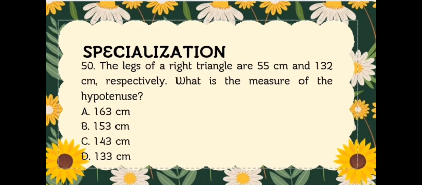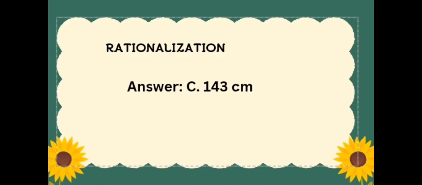Number 50. The legs of a right triangle are 55 centimeters and 132 centimeters respectively. What is the measure of the hypotenuse? A. 163 centimeters. B. 153 centimeters. C. 143 centimeters. D. 133 centimeters. The answer is letter C, 143 centimeters.